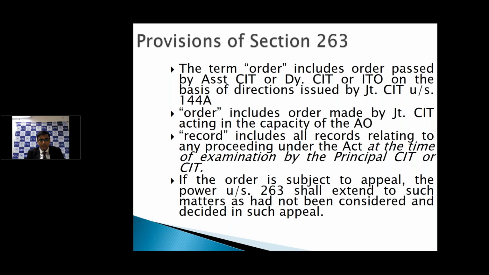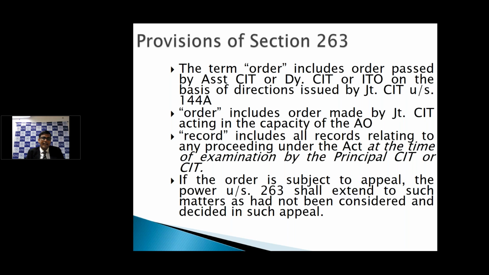Then if the order is subject to an appeal, so the order which has been passed by the AO, already if it is subject to an appeal, then powers under section 263 shall extend to such matter as had not been considered and decided in such appeal. It simply means that because an order has already been subject matter of an appeal, and as I explained to you earlier, the first appeal lies to CIT appeal.